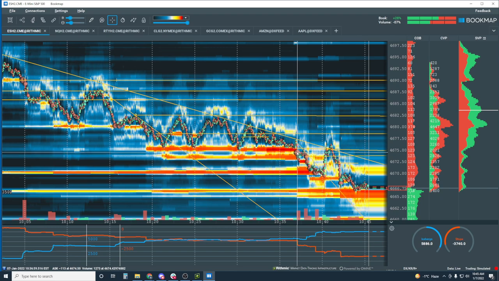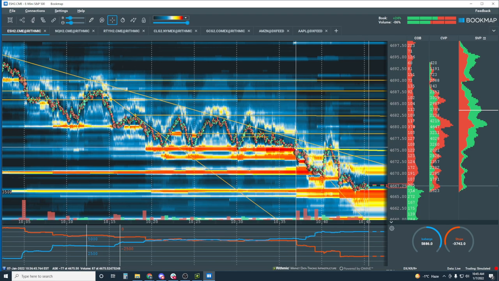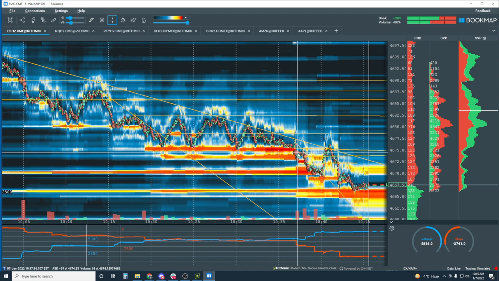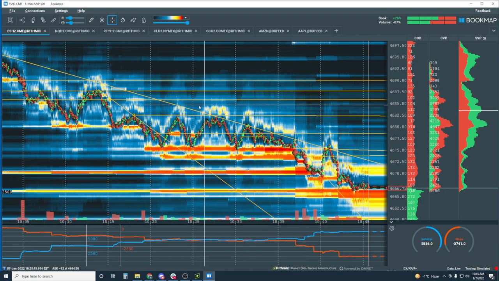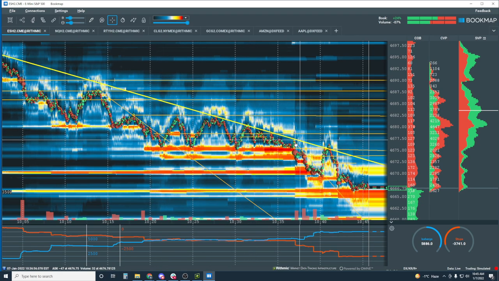if we're looking for this breakdown and we're looking for those sellers to come in, I typically enter somewhere around here because I'm waiting and watching. I'm looking for the confirmation of the sellers to move it away, due to the structure and then the order flow within the structure, which really didn't tip its hand until here.